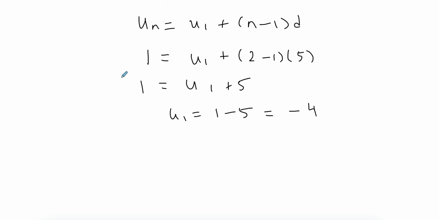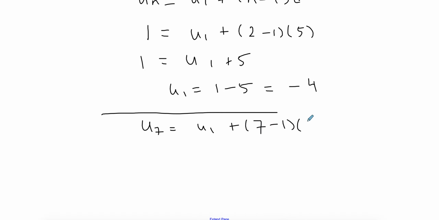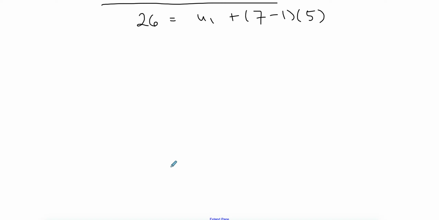So that's just using U2. What if we use U7? We should get the same answer. So U7 would then be U1 plus (7 minus 1), and the common difference being 5. Well, we know what U7 is. That's just 26. And to simplify this, we're going to go 26 equals U1, 7 minus 1 is 6, so we have 6 times 5.